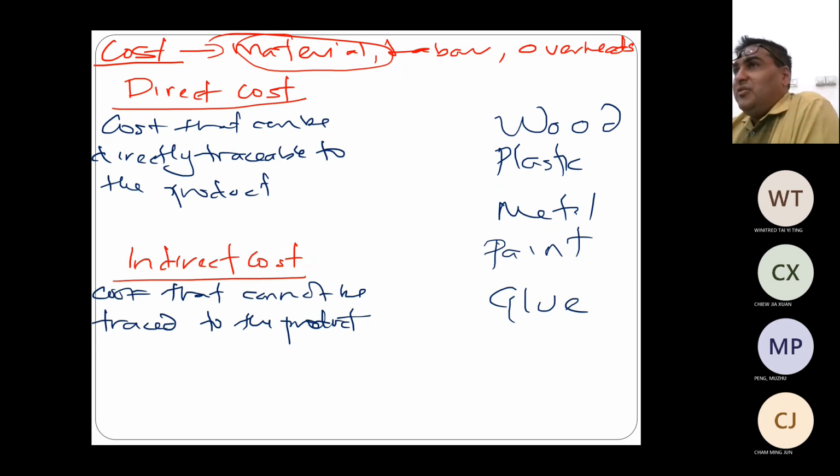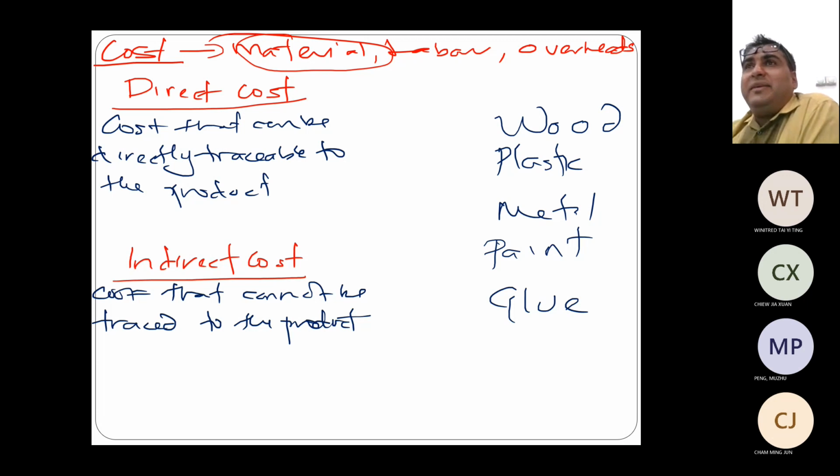Yes or no? Can I trace the cost of wood directly to my table? Yes. To do the table, I need 10 meters of metal piece, and per meter the cost is 3 ringgit. How much is the cost of metal for one table? 10 times 3, 30. So can I trace the cost of metal to the product? Yes? Okay, good. Now, next one.